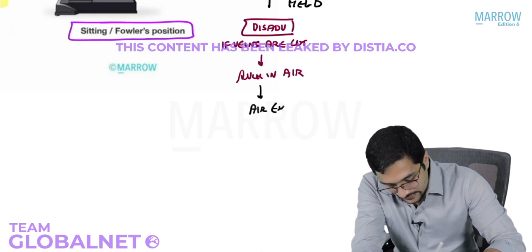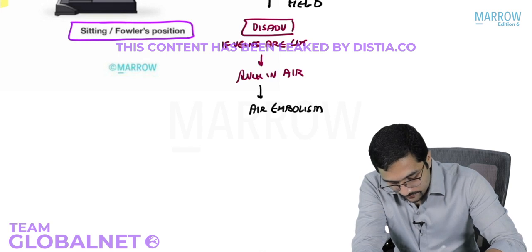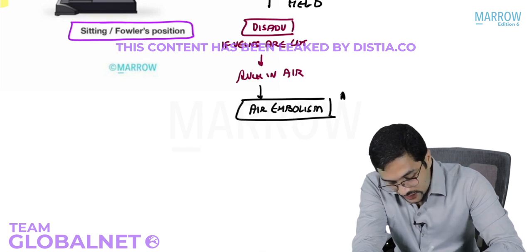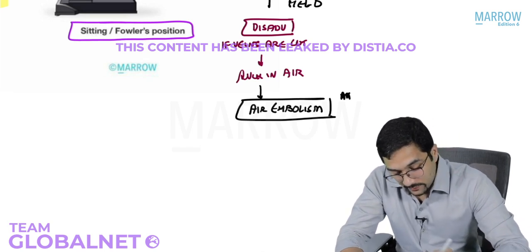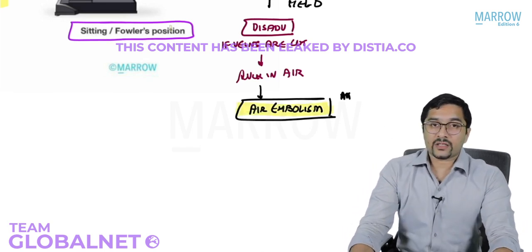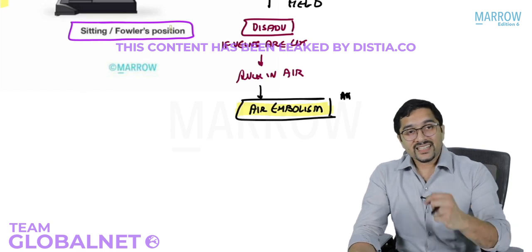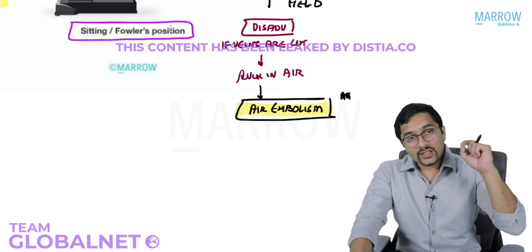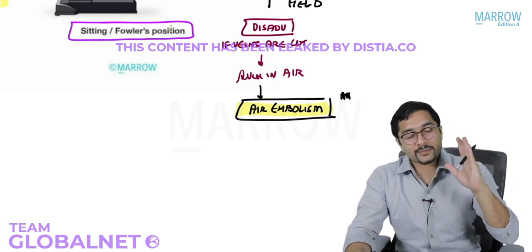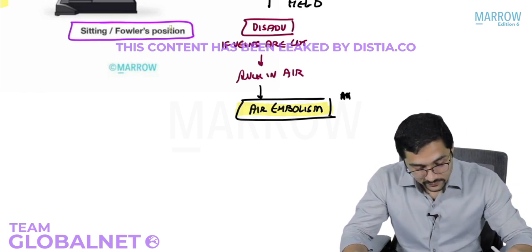Okay, that can give rise to an air embolism, which is a major complication, and the risk of air embolism is increased in the sitting or the Fowler's position. So you should know about this. This question has been asked multiple times in the exam.